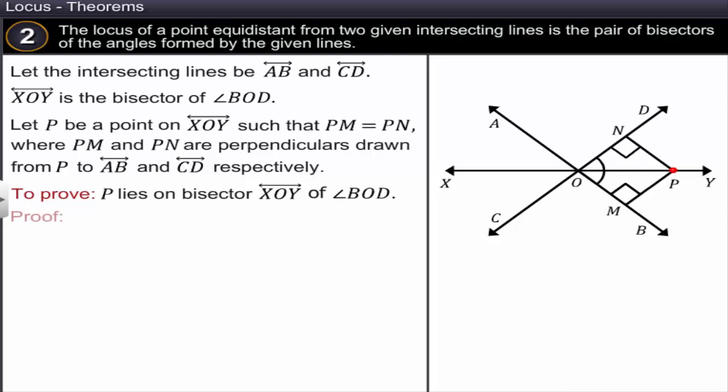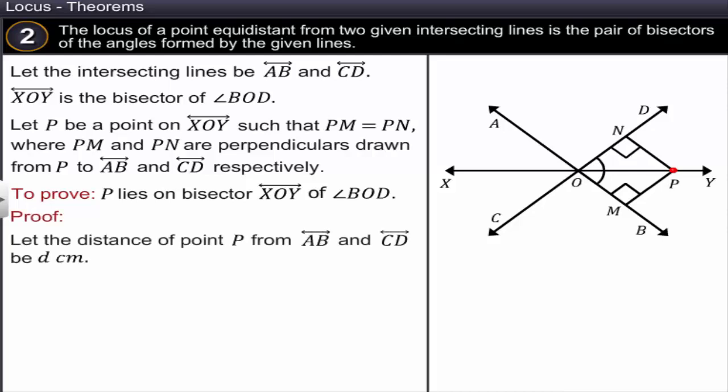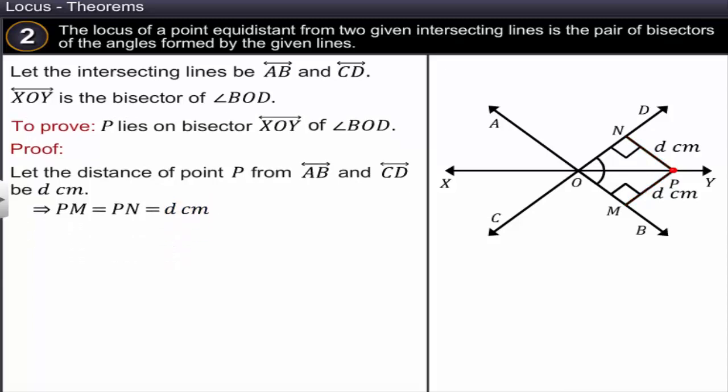Let's prove the theorem. Let the distance between P and lines AB and CD be d centimeters. This implies that the length of PM is equal to the length of PN is equal to d centimeters. Now, we have two cases.